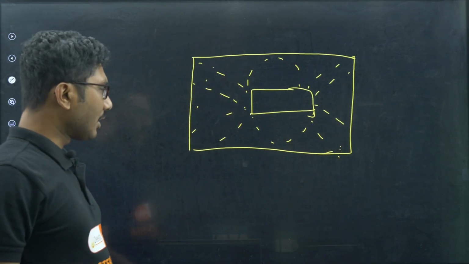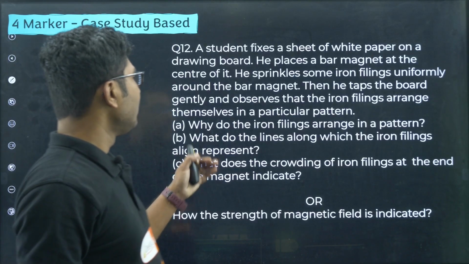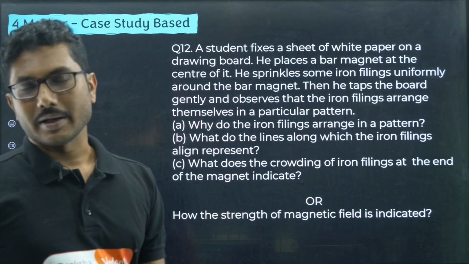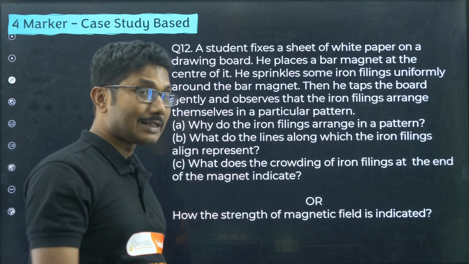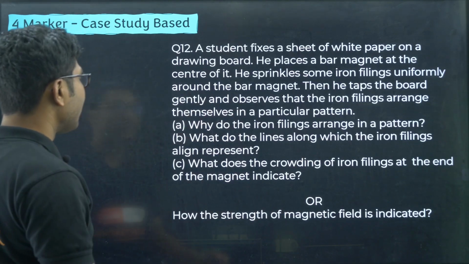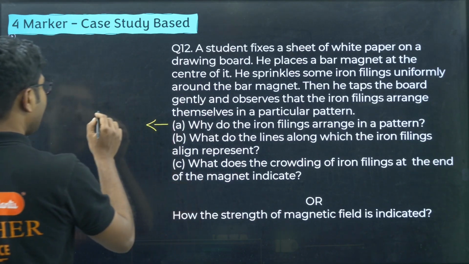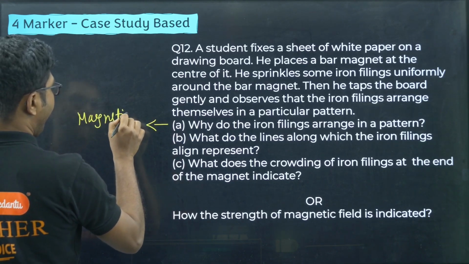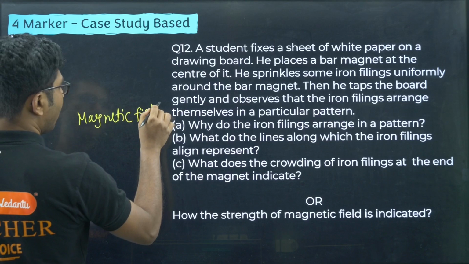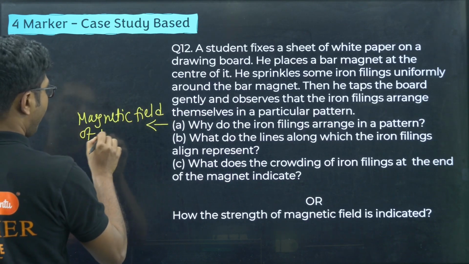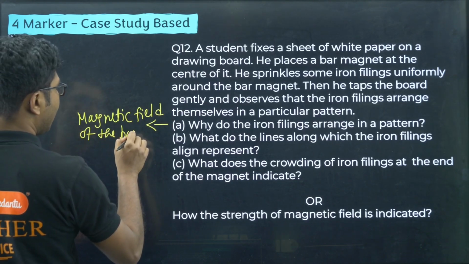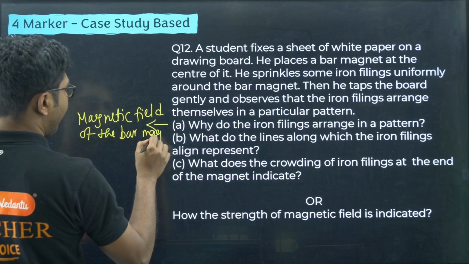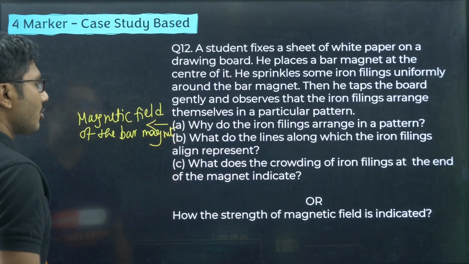Okay. So, now the question is why do the iron filings arrange in a pattern? Because of the magnetic field. This is due to the magnetic field of the bar magnet, right. What is the question B?